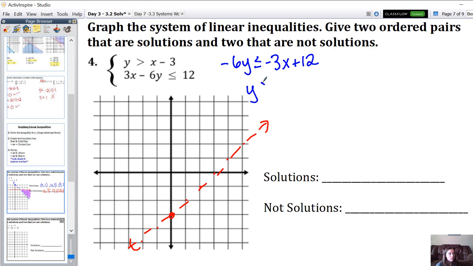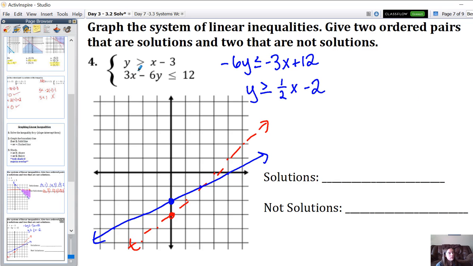So we have y is now greater than or equal to 3 over 6, which reduces to 1/2 x. 12 over negative 6 is negative 2. So we have a y-intercept at negative 2. This one's greater than or equal to, so it's going to have a solid line.